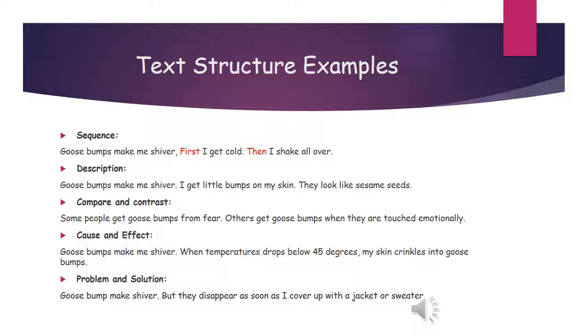And some text structures will have this within the text. Cause and effect. Goosebumps make me shiver. When temperature drops below 45 degrees, my skin crinkles into goosebumps. That's letting us know that in order to get goosebumps and shiver, we have to have a cause, and the cause is the temperature drops, and the effect is the skin crinkles into goosebumps.